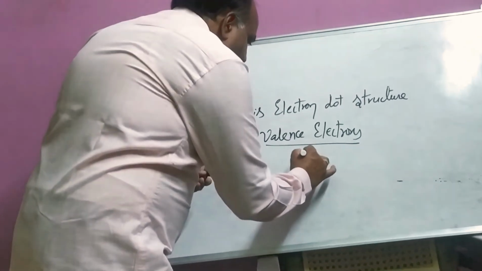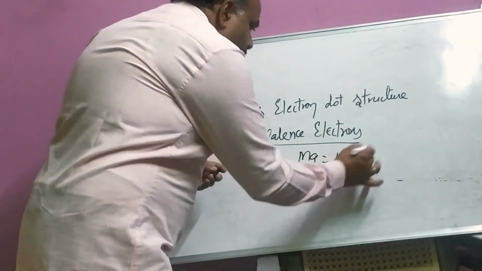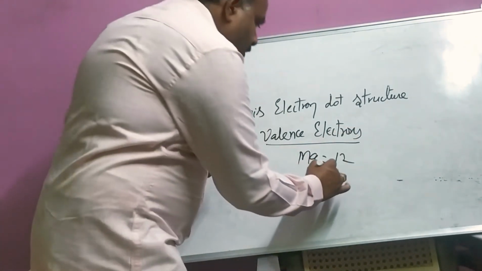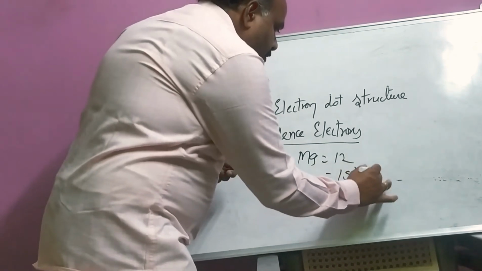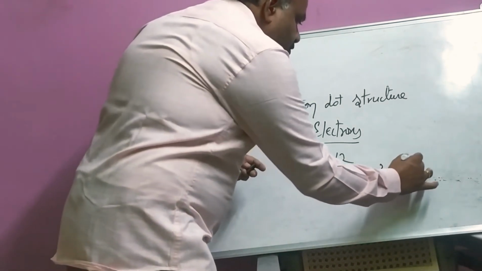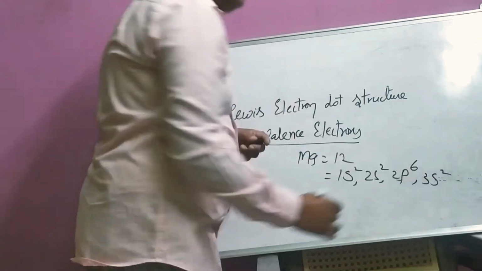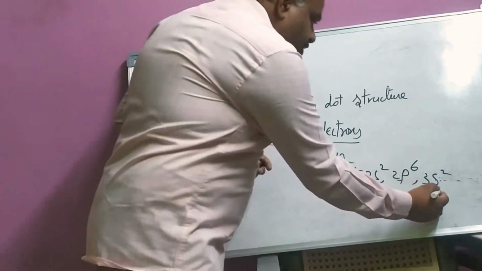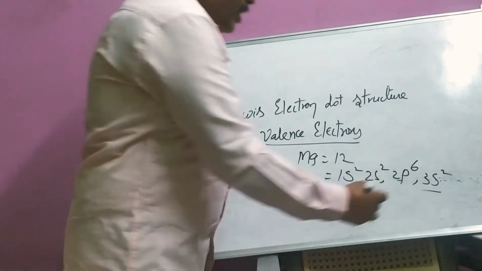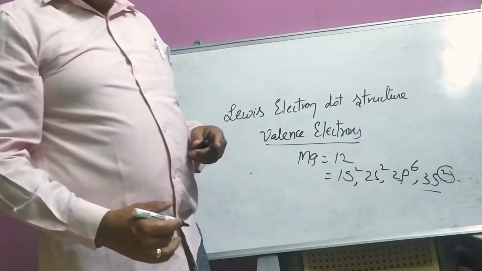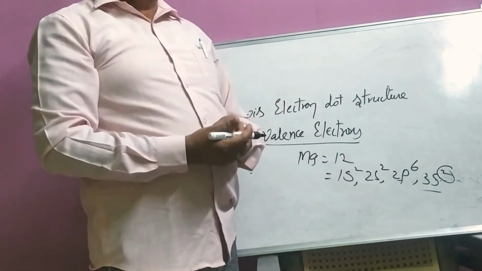Example, see magnesium, atomic number 12, electron configuration 1s2, 2s2, 2p6, 3s2. So this is the outermost orbit. How many electrons are there? 2 electrons are there. So valence electrons are 2.